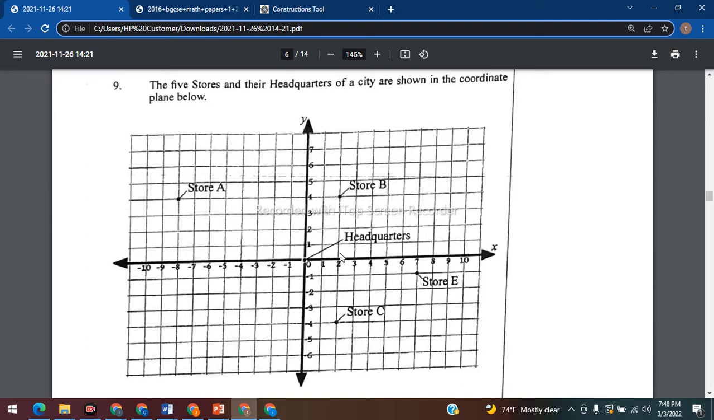Star C is at the point 2, -4. Star E, rather, is at the point 7, -1. Okay, and so we have to look at this diagram and answer the following questions.